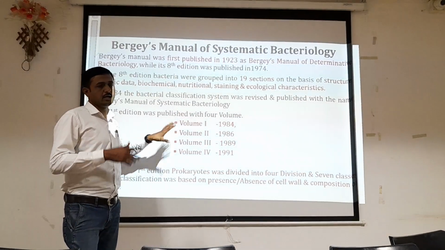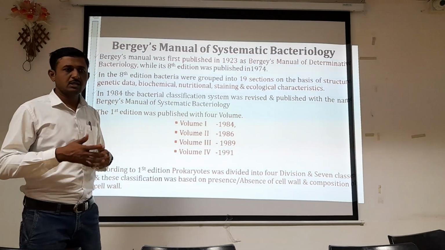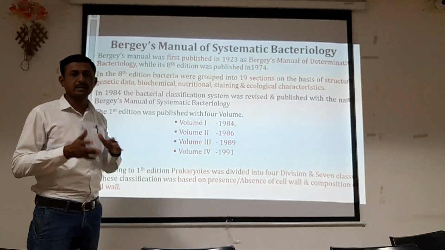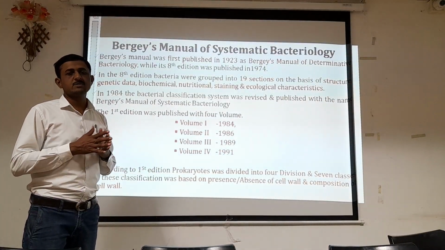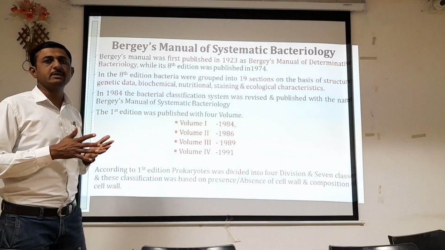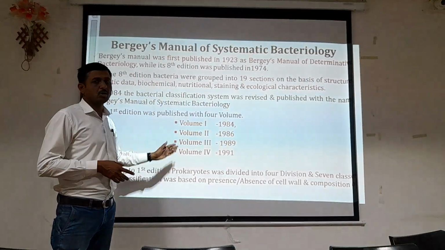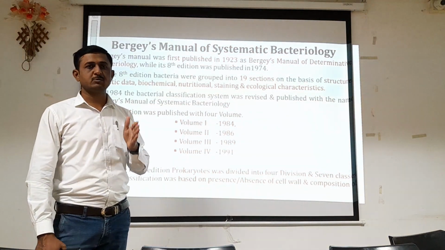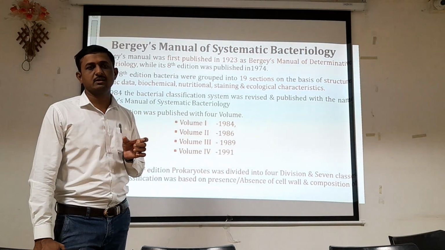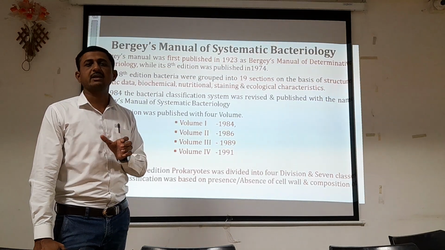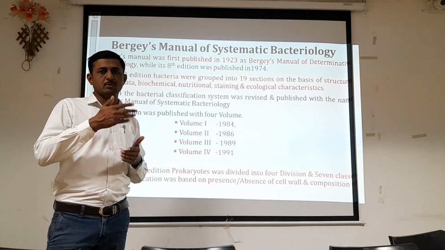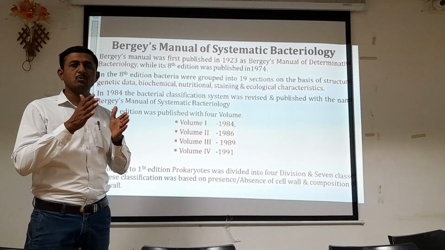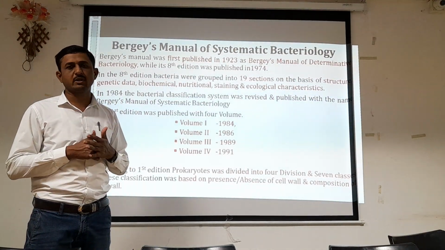As part of determinative bacteriology, the vast data is published in those 4 volumes, and it is called Bergey's Manual of Systematic Bacteriology, in which microorganisms are systematically classified and arranged with respect to their similar and dissimilar characteristics. When we go through the Bergey's Manual, we can observe a group-wise organization of organisms.